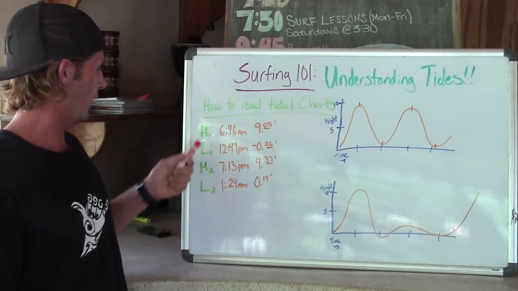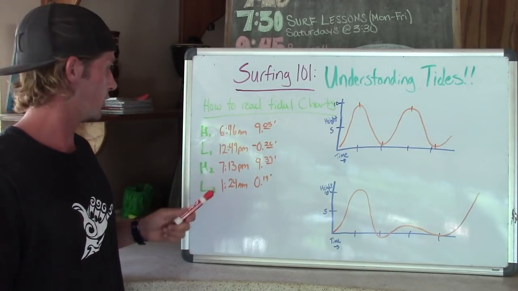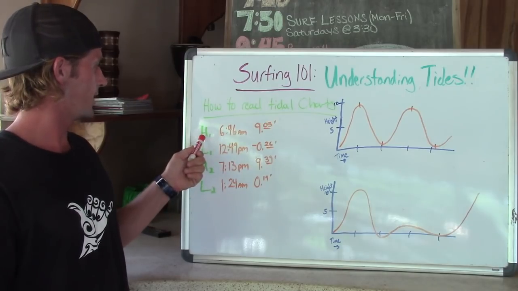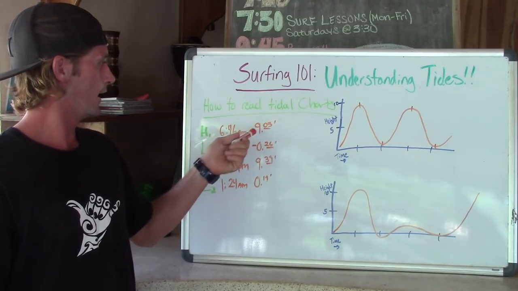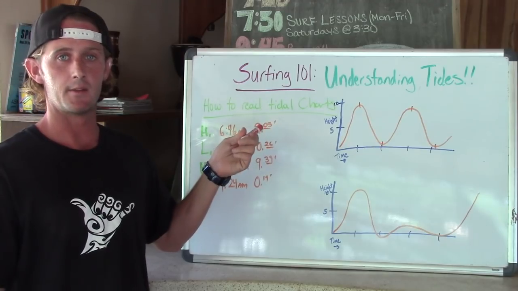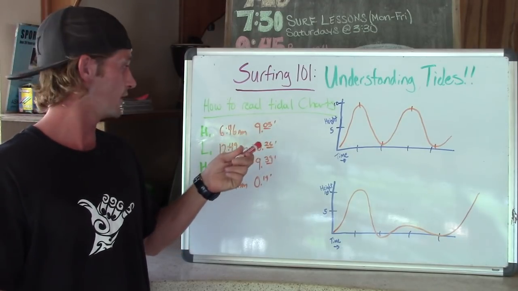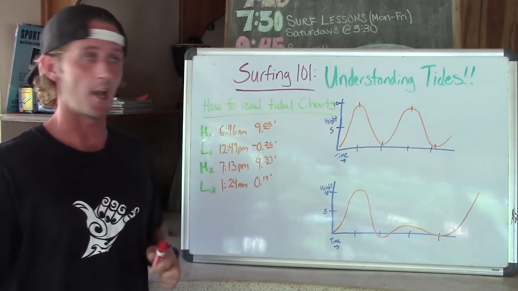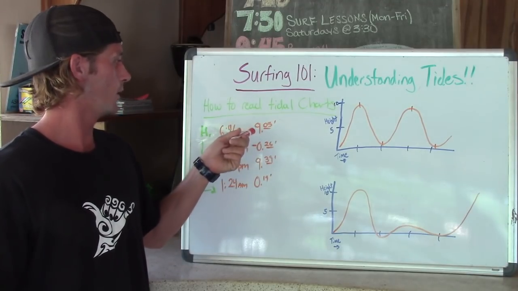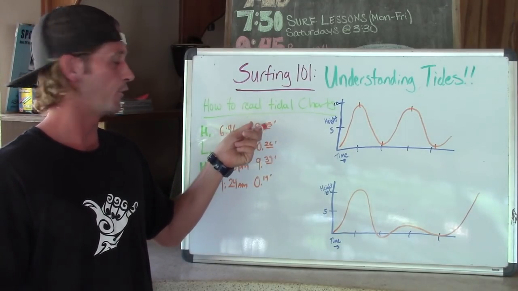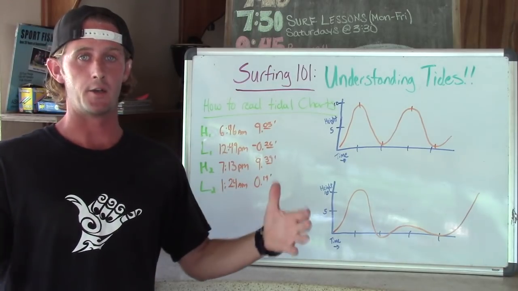So here we have high one, low one, high two, low two. So this shows you the first high of the day is at 6:46 a.m. And the next number is going to be the difference in feet from sea level. In Costa Rica, we have large tidal swings. The first high tide on this day was a 9.05 foot high tide. That's a very large tidal swing.